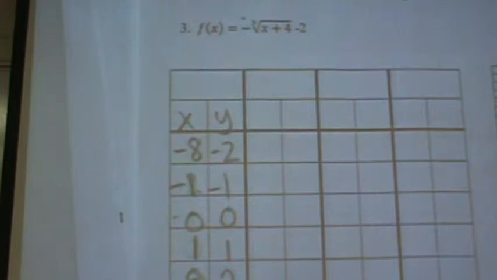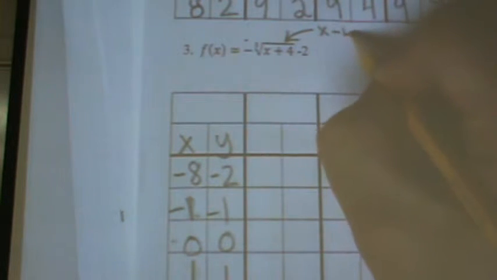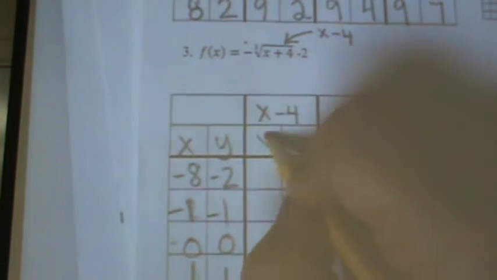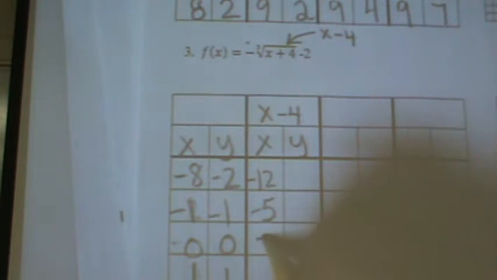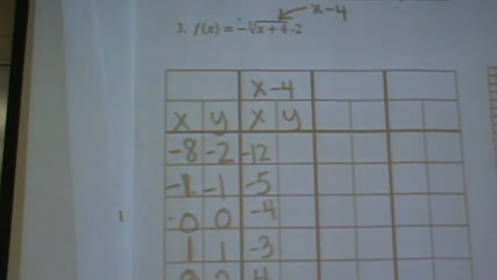Number 3, what do I do? Start with what? What's the parent? -8, -2, -1, -1, 0, 0, 1, 1, 8, 2. X minus 4. Okay, thank you, D'Angelo. You are taking your x values and you're doing -4. Can you tell me what you got? -12, -5, -4, -3, and 4. Is he right? Probably.